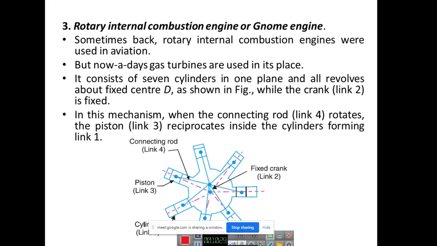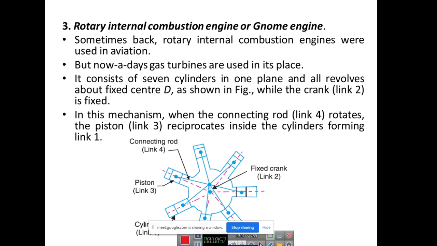Okay, so it consists of different numbers of cylinders. In this figure you can see 7 cylinders in one plane, and all revolve about the fixed center D, while the crank is fixed. The others are going to reciprocate in their own manner in the cylinder. It may be a 3 cylinder engine, a 4 cylinder or a 7 cylinder, any number of cylinders. It is a type of gnome engine.